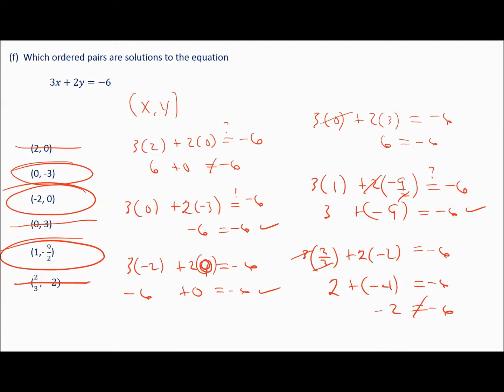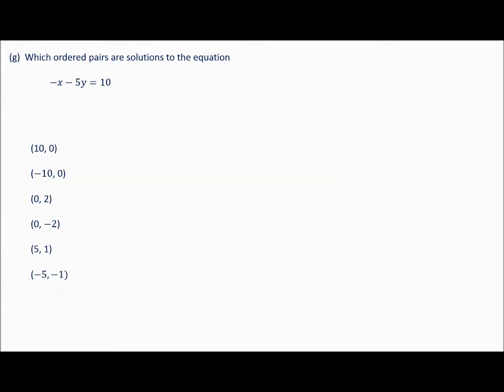Okay? And just for you, I have another one. So what I'd love for you to do is pause the video and see if you can determine which of these are solutions. And come back and we'll do it together. Alright, so you're back. Let's try this. Remember, x is first, so 10 is your x. So is -10 minus 5 times 0 equal to 10? And my argument is no. 5 times 0 is 0. Is -10 equal to 10? It is not, so 10, 0 is not a solution.